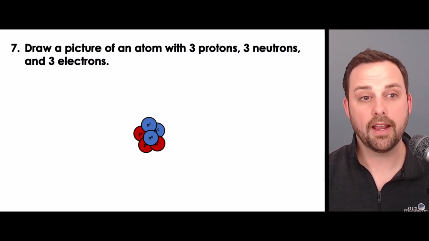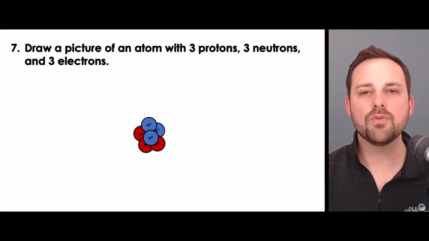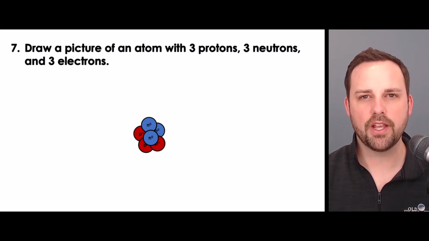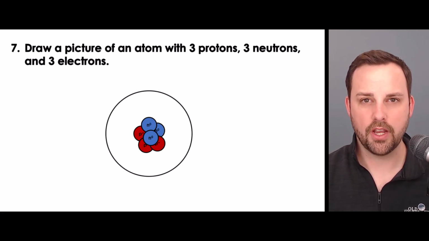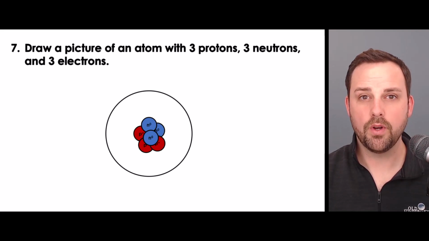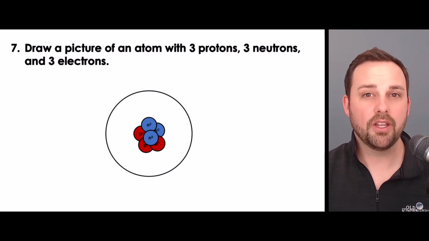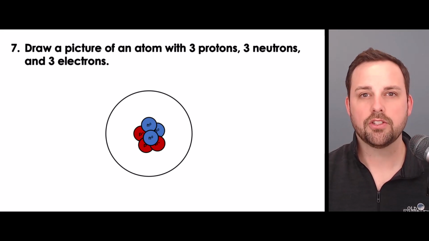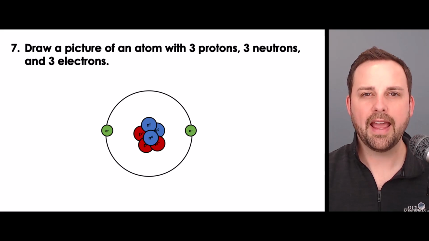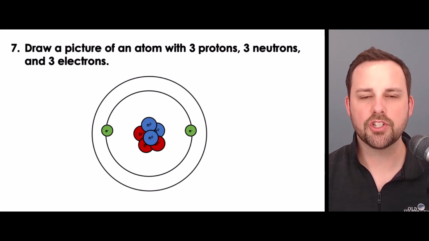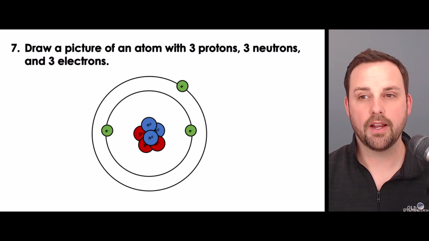So what do we do with the electrons? The electrons go outside of the atom in the electron shells. We'll start by drawing the first shell. The first shell, that's shell number 1, also called the K shell, can only hold a maximum of 2 electrons. So we'll draw those 2 electrons. What do we do with the other electron? That has to go in the next shell, which is shell number 2, also called the L shell, and that's where we'll draw the third electron. So now we have an atom with 3 protons, 3 neutrons, and 3 electrons, all in the correct locations.